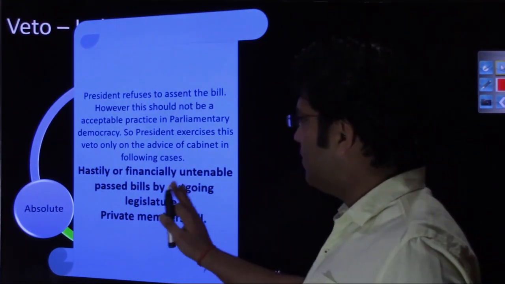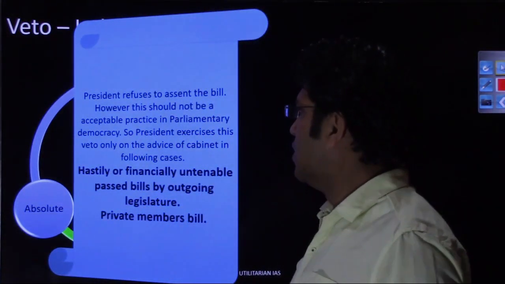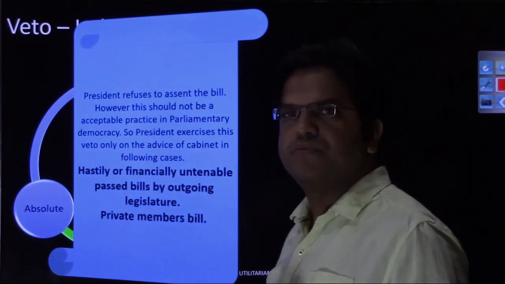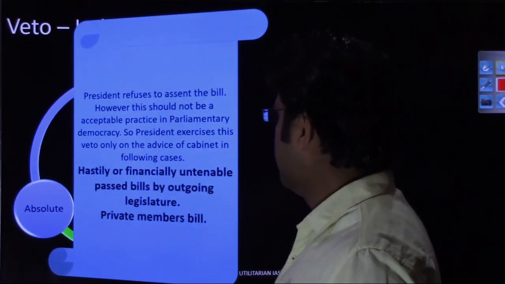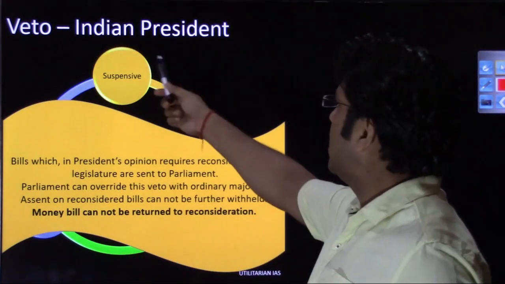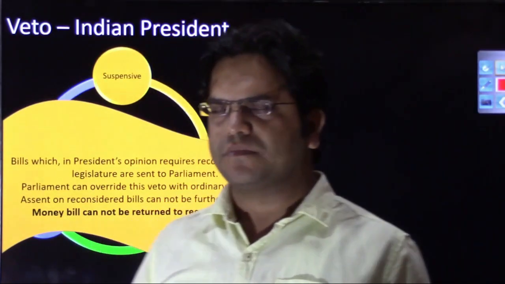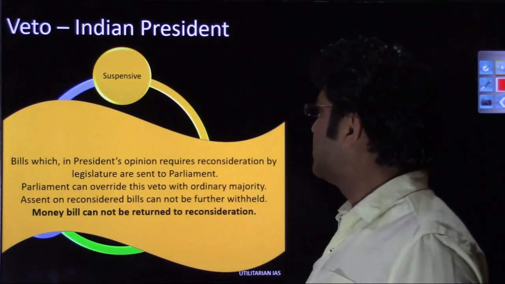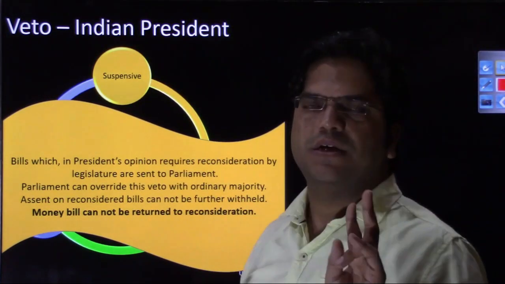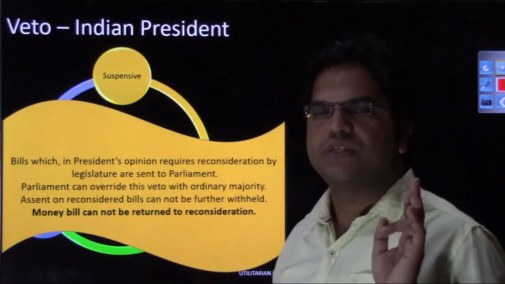So I hope you have understood the difference between the absolute veto power of the United States president and the absolute veto, and the situation in which the absolute veto can be exercised by the Indian president, right? Thereafter, what you have is the suspensive veto. So the suspensive veto is similar to that of the United States president, right? But in the United States, the president had two kinds of suspensive veto.